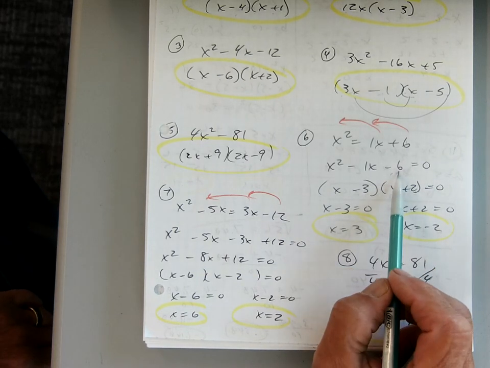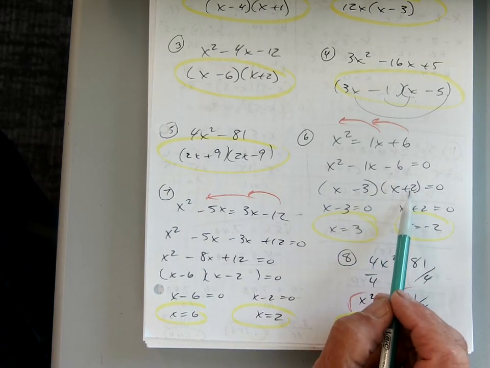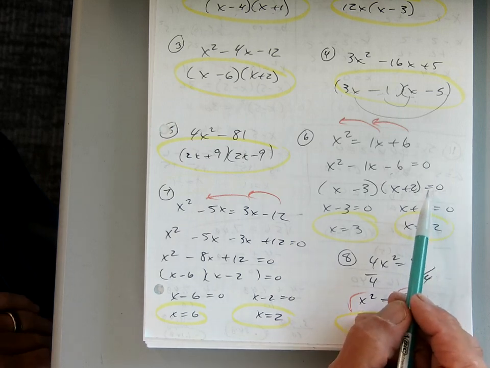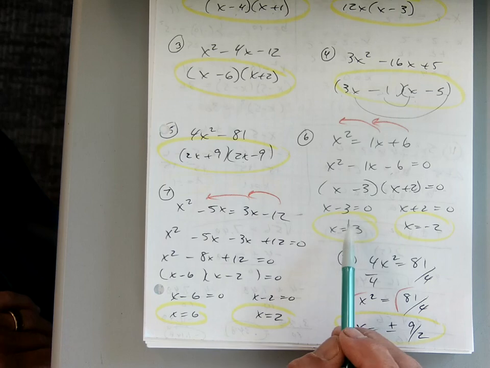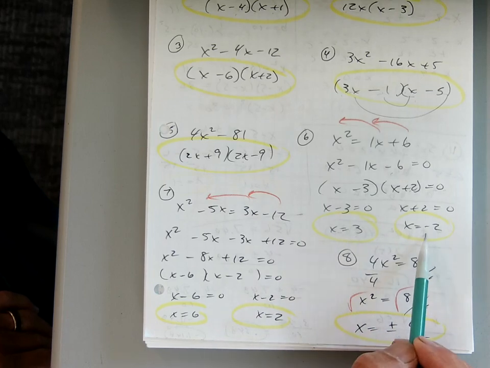So I need multiples of negative 6: negative 3 and negative 2. But then it says equals 0. I set up my mini equations. x minus 3 equals 0, x plus 2 equals 0. And I solve. I get 3 and negative 2.